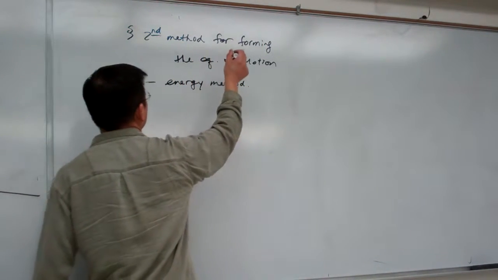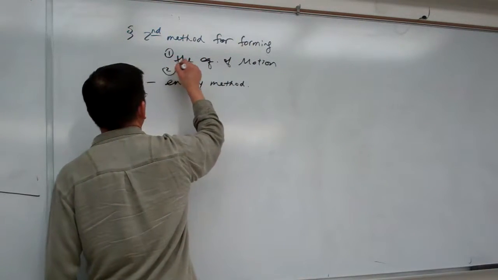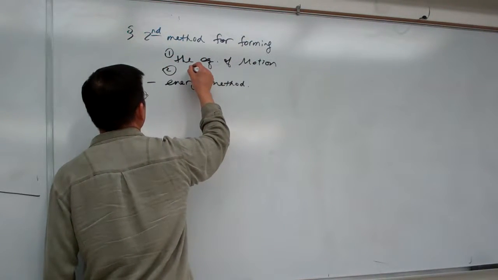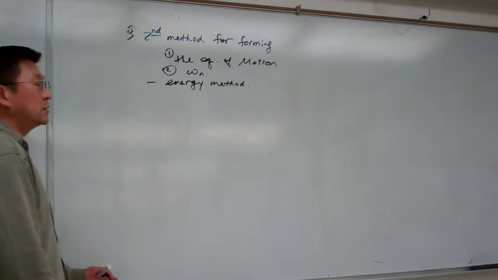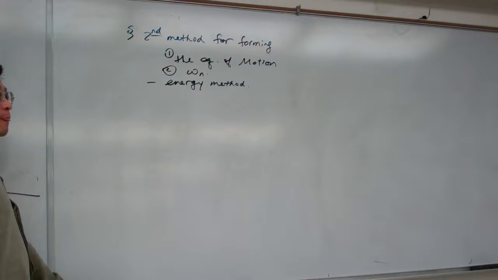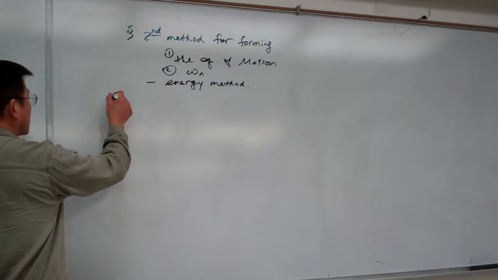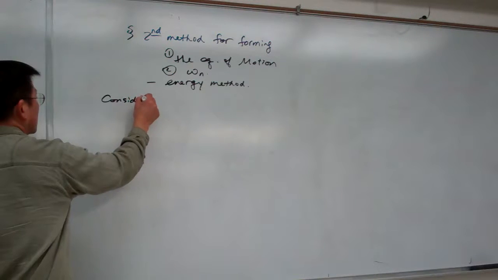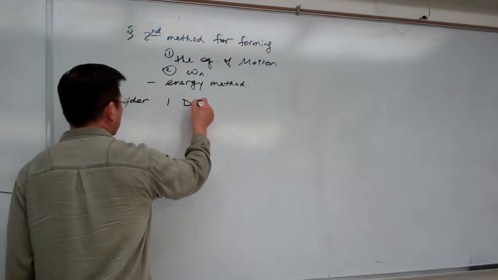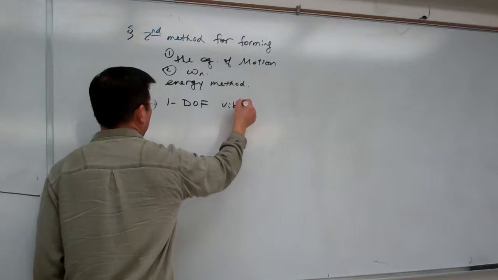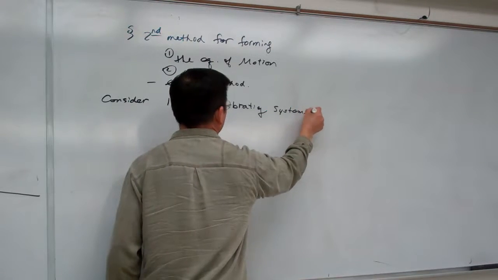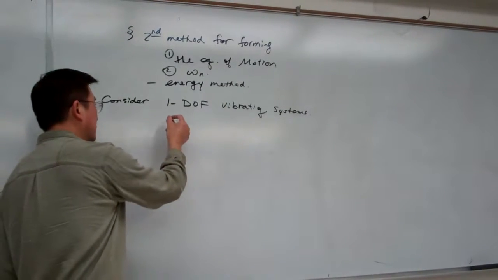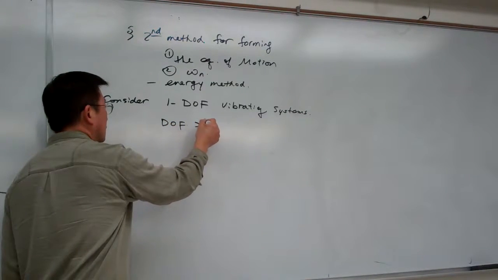And the second one, determining omega n. Okay, so that method is using the energy method, and the energy method basically is this. Again, here we consider a single degree of freedom system. Single degree of freedom means we can designate the degree of freedom in terms of x, okay?